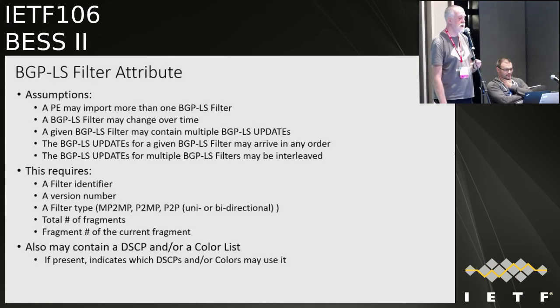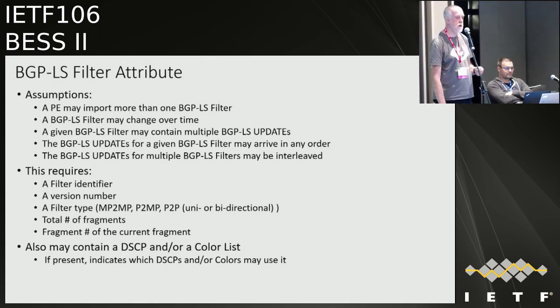The way we've defined it is that the BGP-LS filter may contain multiple updates, and that those updates may arrive in any order, and that they may get interleaved. So this is the assumption that there is no assumption, I guess. This requires that we have a filter identifier and a version number and a filter type and a number of fragments and an identifier of the current fragment. That's sort of business as usual.